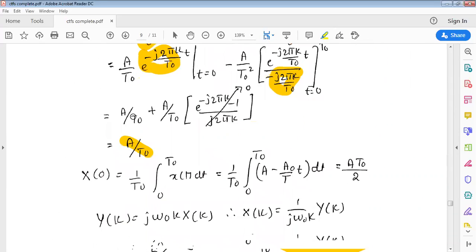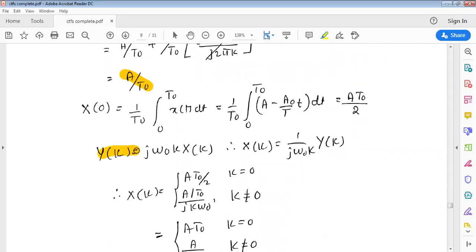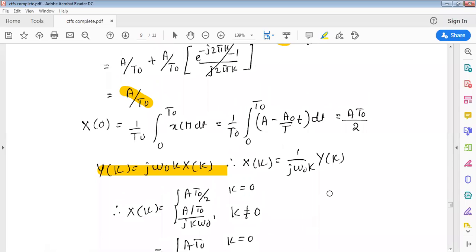So once you obtain this y of k, I'll write y of k is equal to jk omega naught into x of k. So what is your x of k? x of k is equal to 1 by jk omega naught into y of k. So your x of k is equal to y of k divided by j omega naught k. So when k is equal to 0, divide this value. So I have a t naught by 2 divided by j omega naught k. You'll get this value.